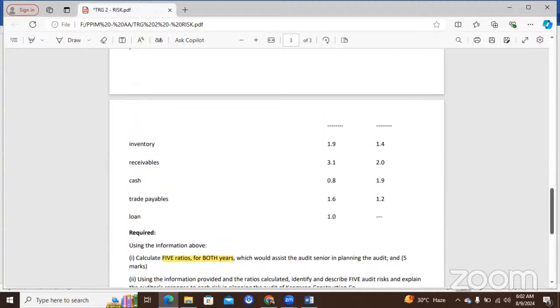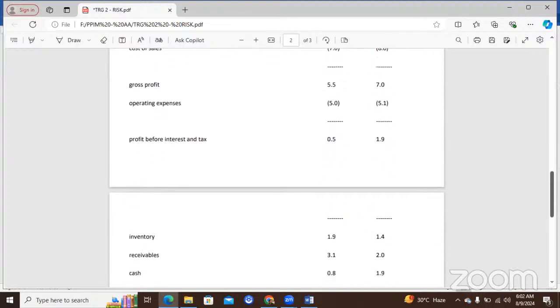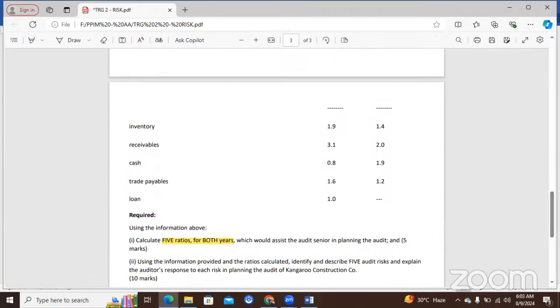Why? Because ratios are ARP. Calculate 5 ratios. Don't forget this. Sometimes in your exam paper you get an audit risk question, and in that question, if they mention an extract of financial statements, you should understand one thing: if you get an extract of financial statements within your audit risk question, that is an ARP question. That is not a normal question. Only the normal question we discuss now. So if you get a financial statement extract, definitely it is an ARP question.